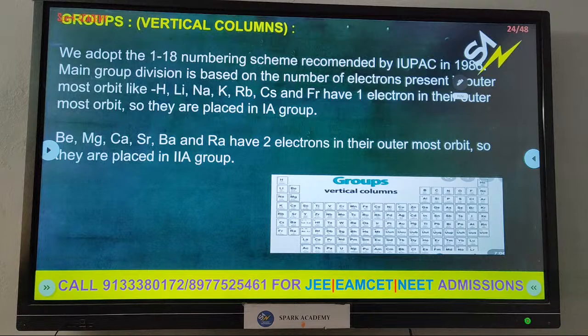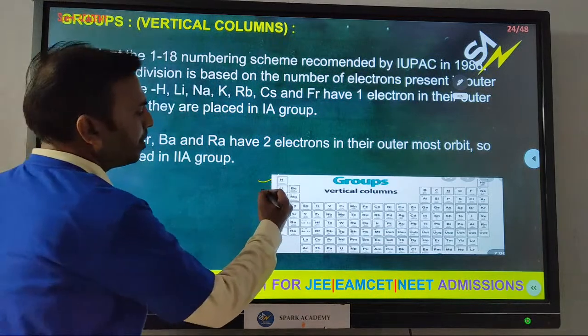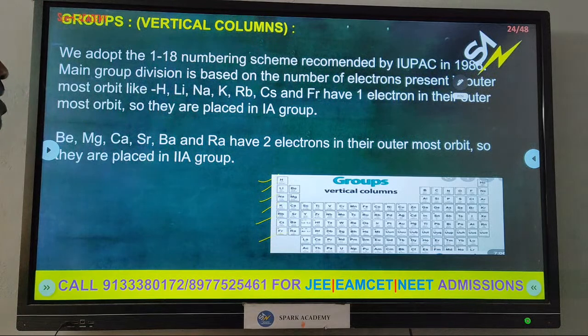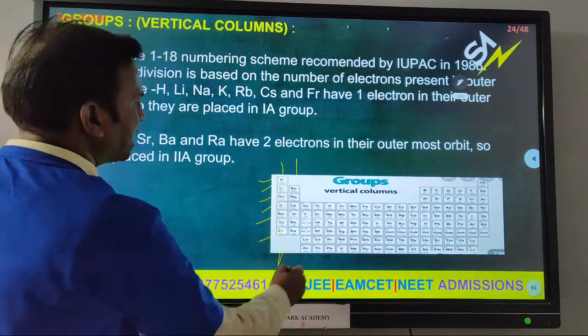So the first group: hydrogen, lithium, sodium, potassium, rubidium, cesium, francium. And what about the second? The second group has beryllium, magnesium, calcium, strontium, radium. So it is the first A group, and the second A group.